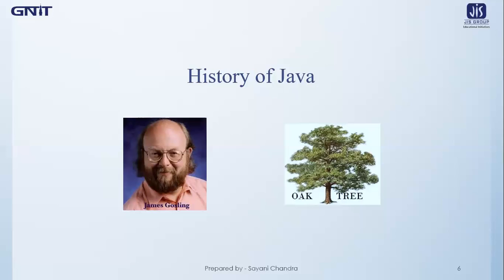Java is an island of Indonesia where the first coffee was produced, which is called Java coffee. It is a kind of espresso bean. The Java name was chosen by James Gosling while having coffee near his office. In 1995, Time magazine called Java one of the 10 best products of 1995. JDK 1.0 was released on January 23, 1996.